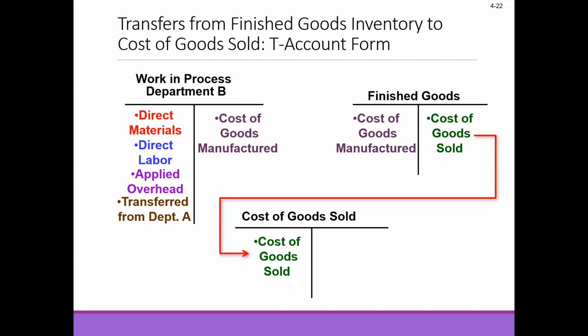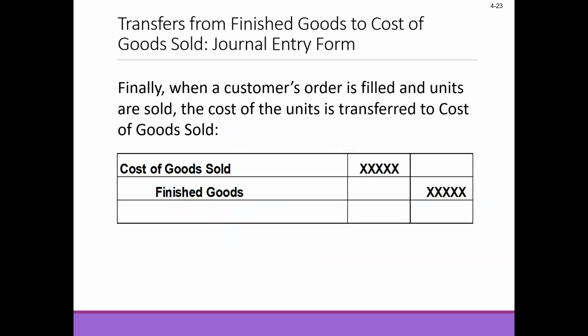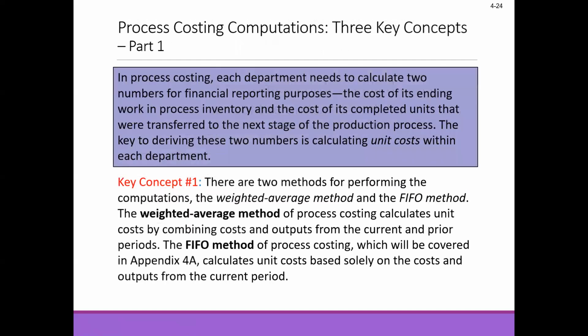Anyway, once it is completed, taken out of finished goods, it goes into cost of goods sold. Cost of goods sold goes on the income statement. Finished goods is on the balance sheet as a current asset. It's been sold. We credit our inventory, finished goods, and we debit our cost of goods sold on the income statement.